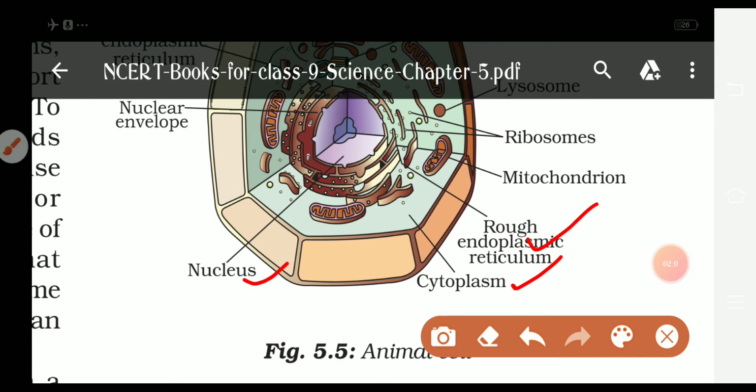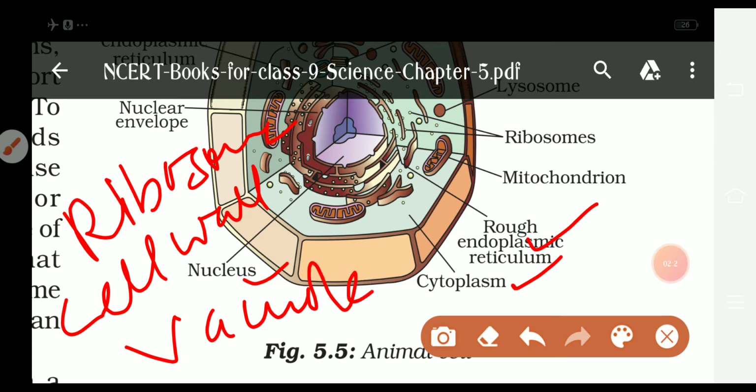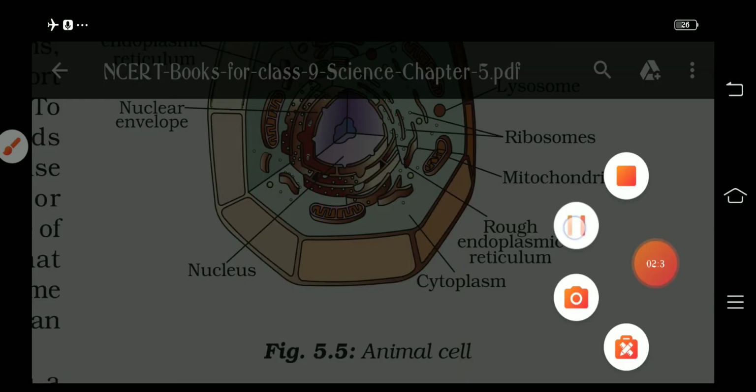But students, have you noticed that the cell wall and chloroplast, which were present in the plant cell, are not present here? The cell wall is absent in the animal cell, and the vacuole is not present, or if it is present, it will be small and not permanent. So students, let's come to see the comparison of the plant cell and the animal cell.